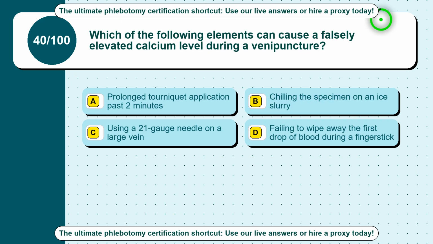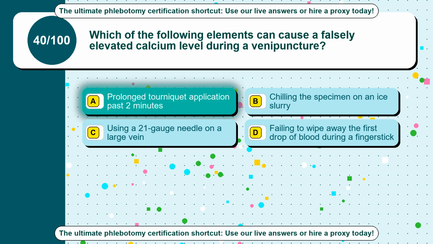Question 40. Which of the following elements can cause a falsely elevated calcium level during a venipuncture? Option A. Prolonged tourniquet application past 2 minutes. Option B. Chilling the specimen on an ice slurry. Option C. Using a 21-gauge needle on a large vein. Option D. Failing to wipe away the first drop of blood during a finger stick. The correct answer is option A. Prolonged tourniquet application past 2 minutes.